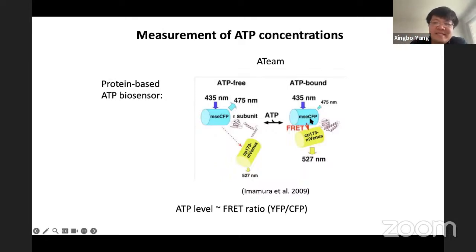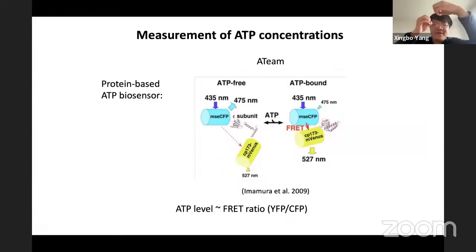Now, if you excite this CFP molecule at 435 nanometers, it emits a photon at 475, but the mVenus takes in this 475 photon emitted from the CFP, so it gets excited. Energy is basically being transferred to mVenus, and the mVenus is going to emit a photon at 527. So that basically means if you measure either the fluorescence of the donor or of mVenus, their intensity will change depending on whether they are FRETing or not, which depends on whether ATP binds or not.